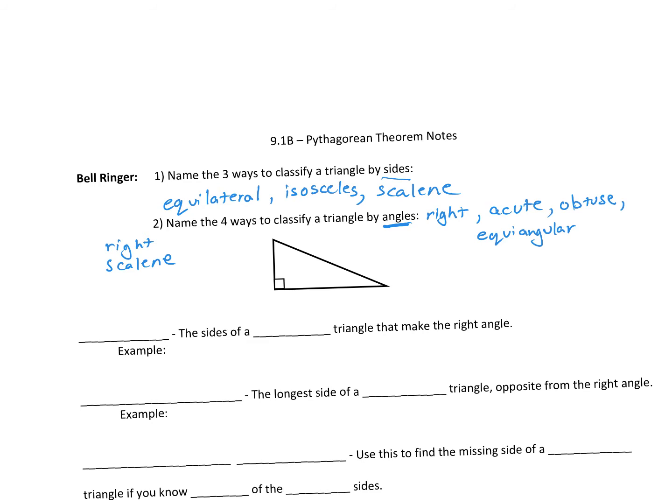And here, this is a leg in the right scalene triangle. So let me write this in a different color. So this is a leg of the triangle, and this is the other leg. And whatever is opposite from the right angle is the hypotenuse, or the longest side. So this is the hypotenuse.